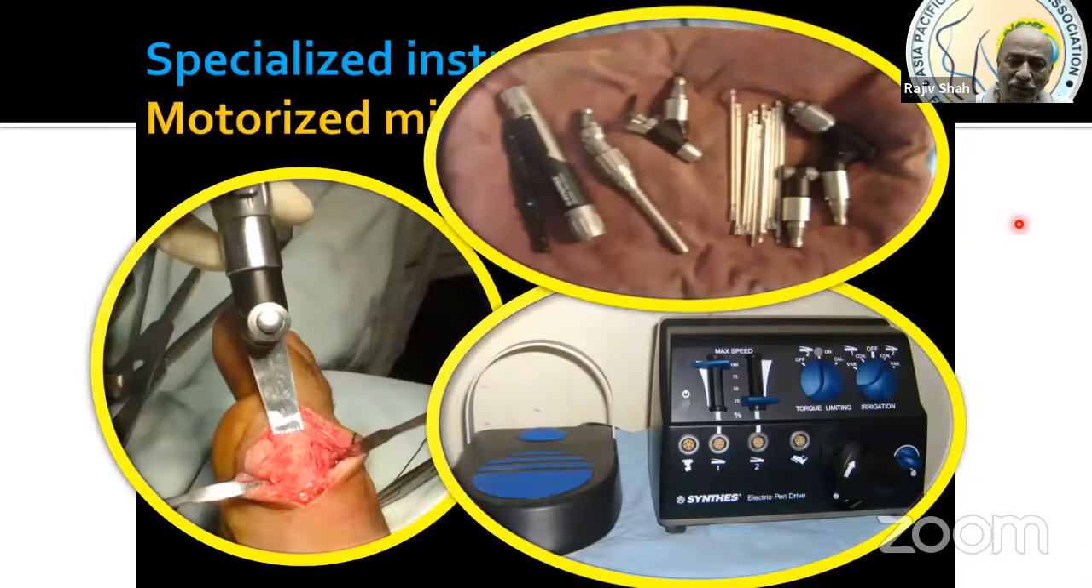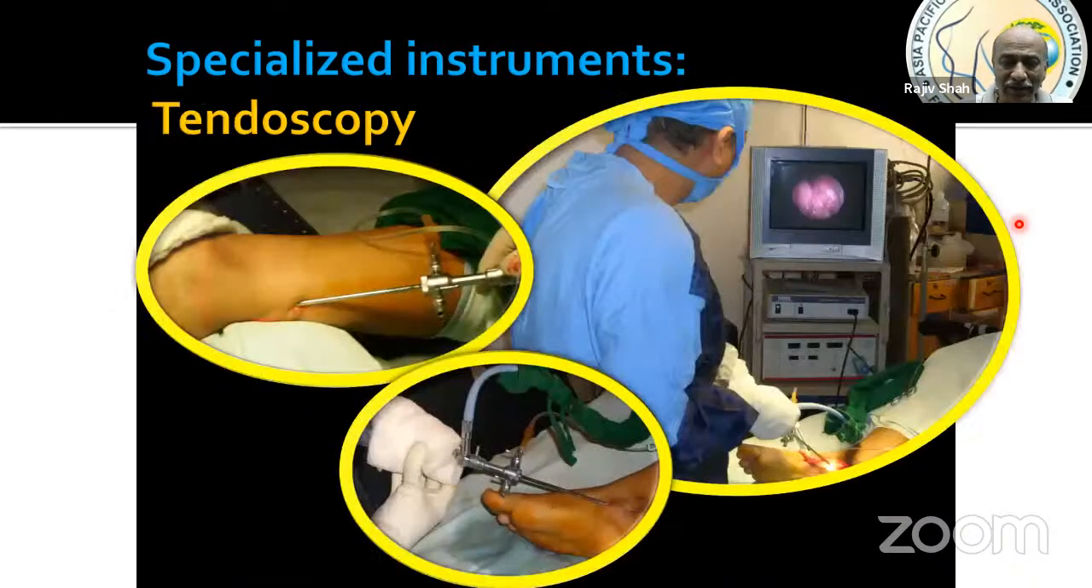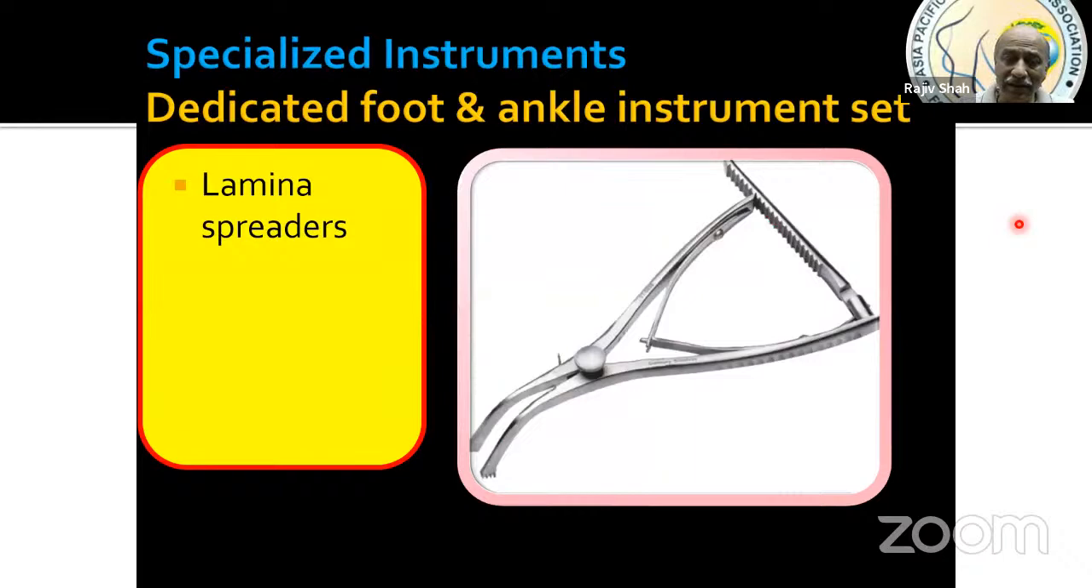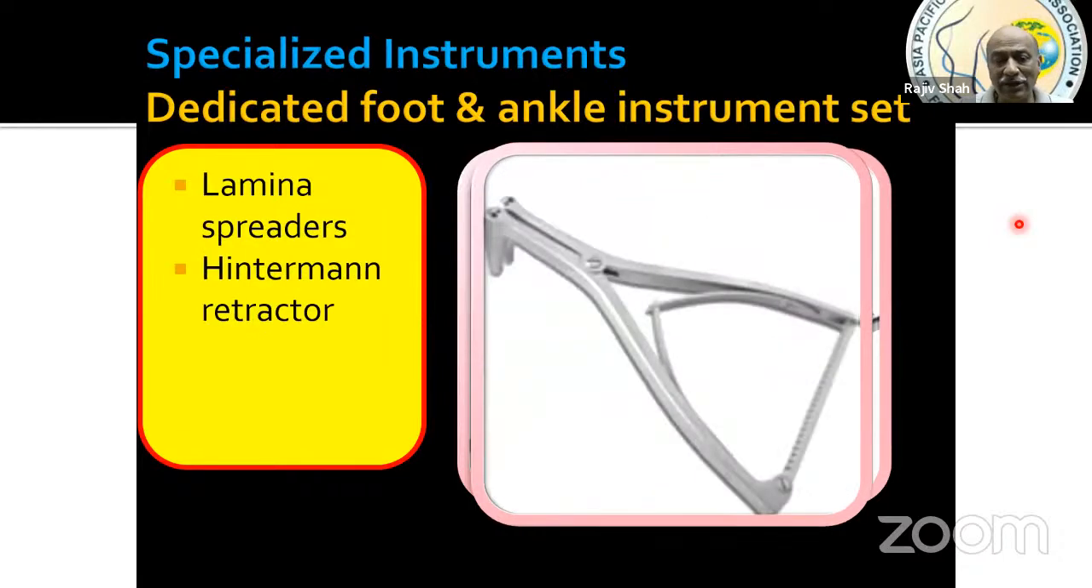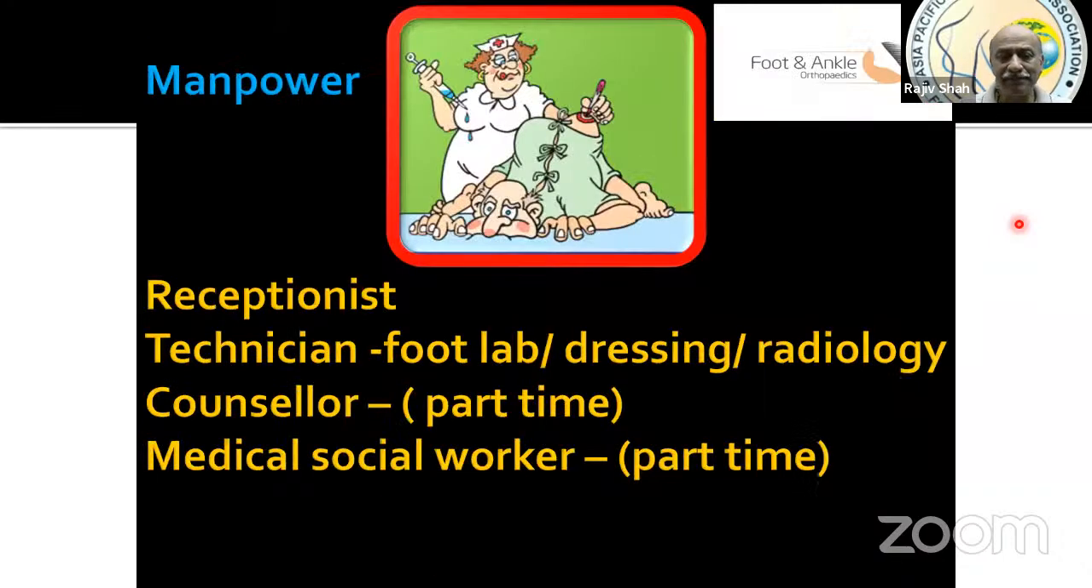You need to have motorized mini E-pen and the saw and burr drive, and you should have arthroscopy available to your armamentarium, tendoscopy with 2.7 mm scope. You do scopy of the tendon, some dedicated foot and ankle instruments, that is what you require. And then the very important instruments are lamina spreader and intermediate distractor and some key reduction forceps and devices.